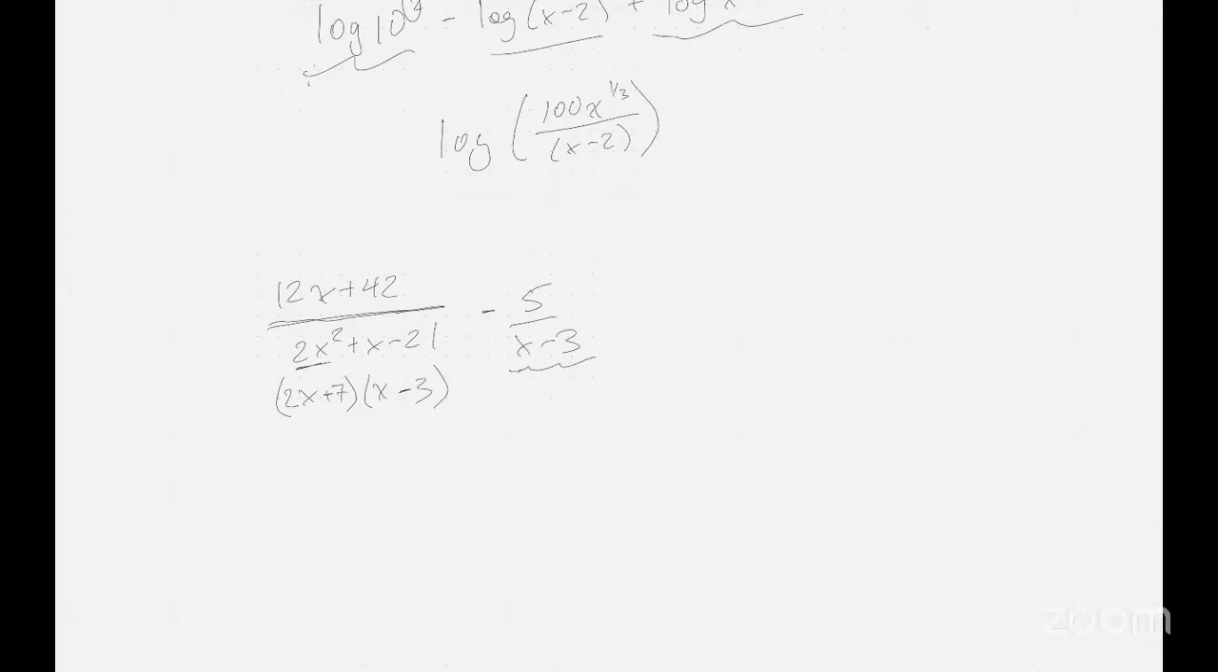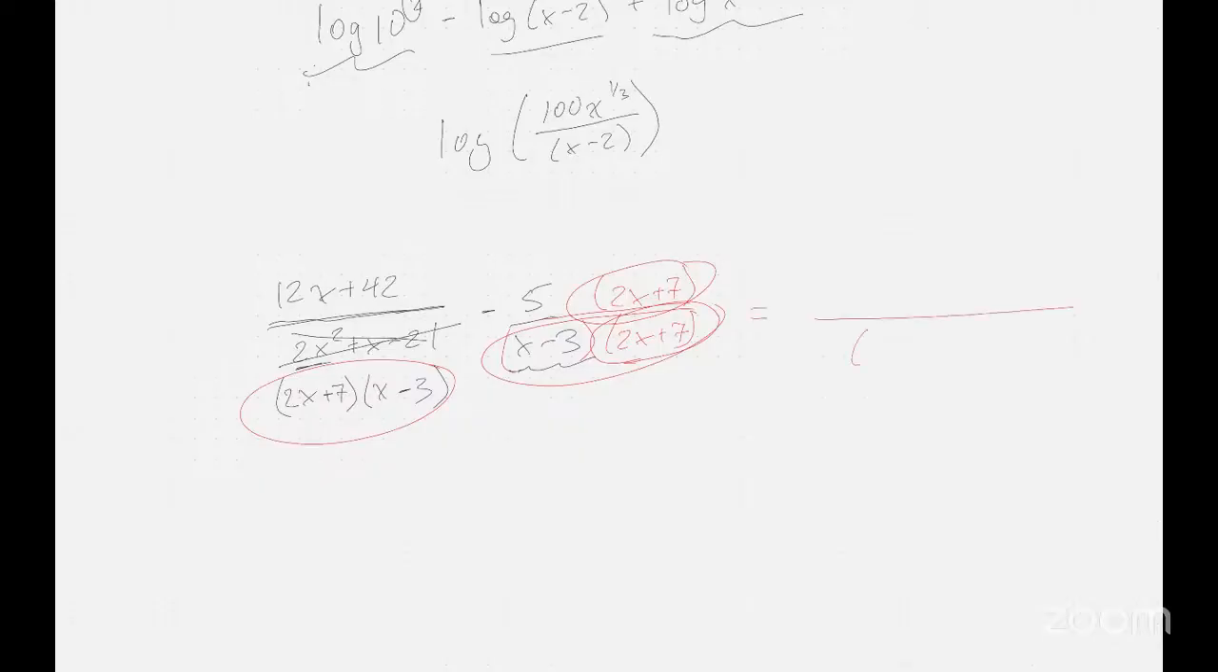Now to combine like terms, I have to have the same denominator, so I have to put a 2x plus 7 in the top and the bottom of this one. That way I would have the same denominators. And of course, if I multiply the bottom by that, I have to multiply the top by it too. Got it? Then that would allow me just to rewrite this entire thing like this.